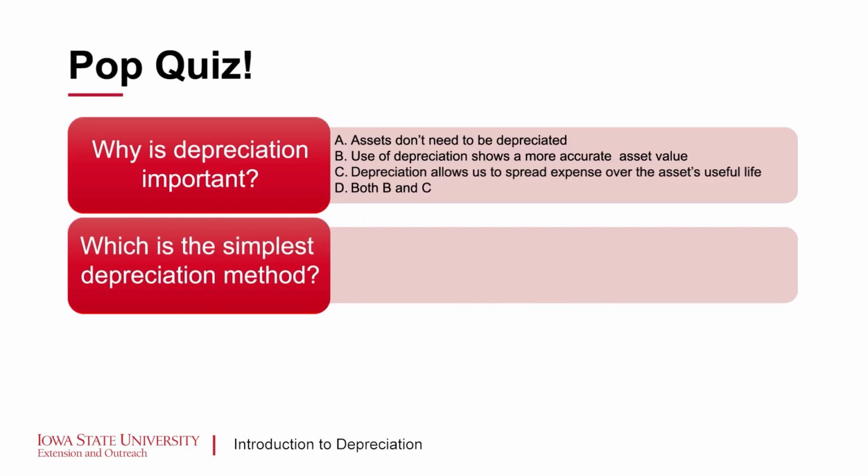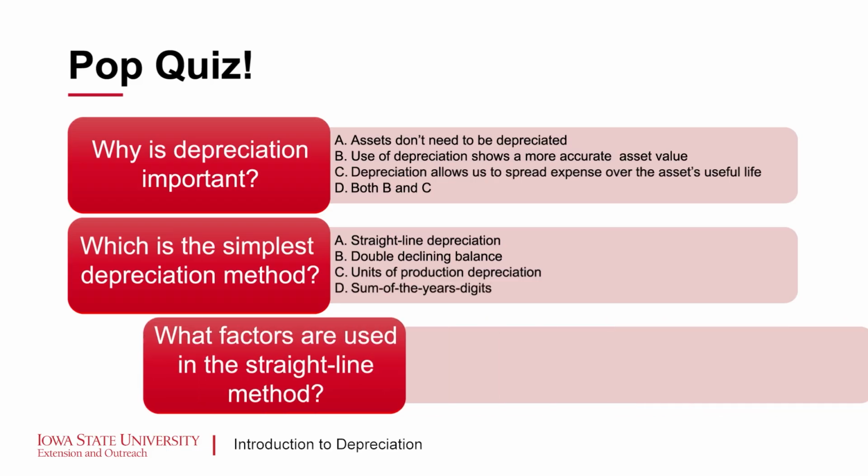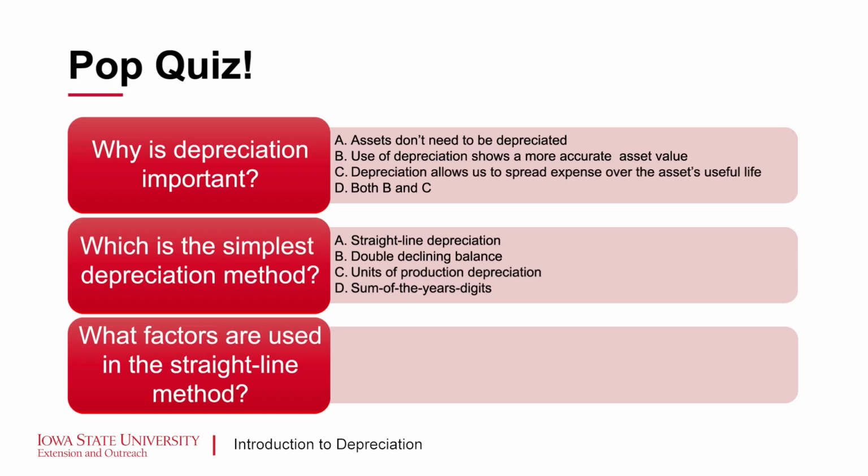Question 2. Which is the simplest depreciation method? Is it A. Straight line depreciation, B. The double declining balance method, C. The units of production depreciation method, or D. The sum of the year's digits method? And question 3. What factors are used in the straight line method? A. Cost, B. Salvage value, C. Useful life, or D. All of the above?